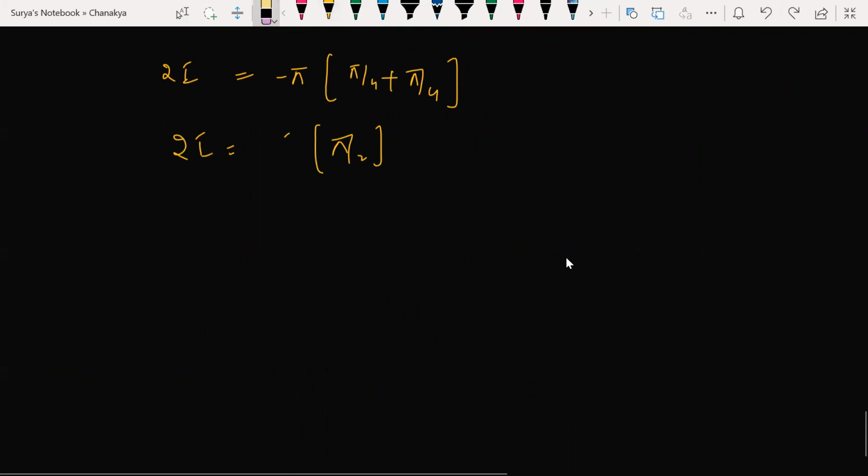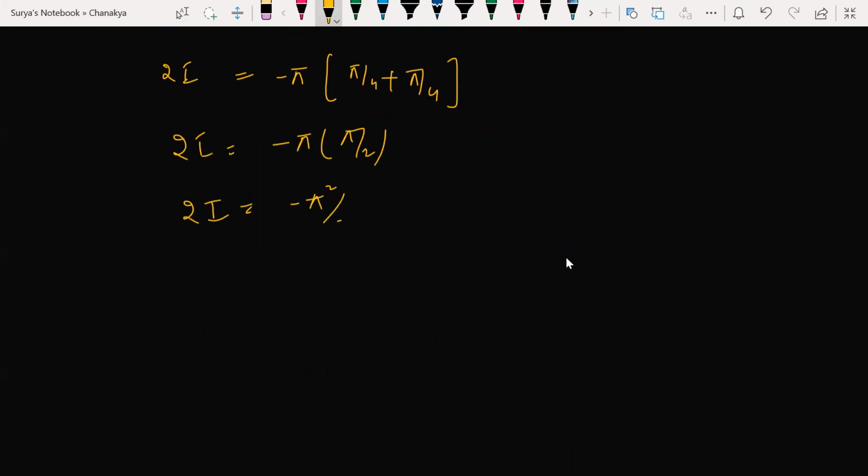So let me write neatly. So 2I is equal to minus pi square by 2. I is equal to minus pi square by what? 2 will come this way, pi square by 4. This is your answer. Any doubts?